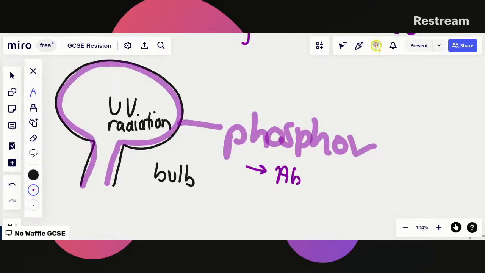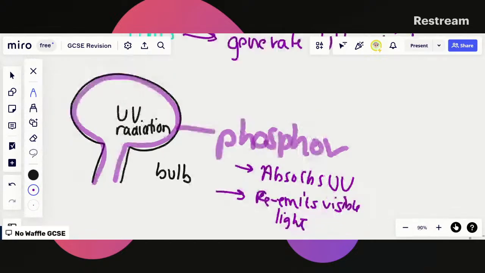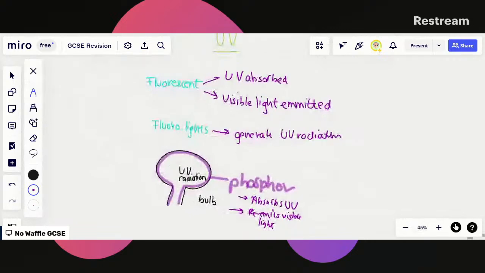So the phosphor absorbs the UV rays that are being made in the bulb and re-emits these as visible light. It's the same thing as we just discussed with anything that's fluorescent. In order for something to take UV and re-emit it as visible light, UV bulbs do the exact same thing. So UV radiation is made, the phosphor then absorbs the UV radiation and re-emits it as light. And that is how that's supposed to work.